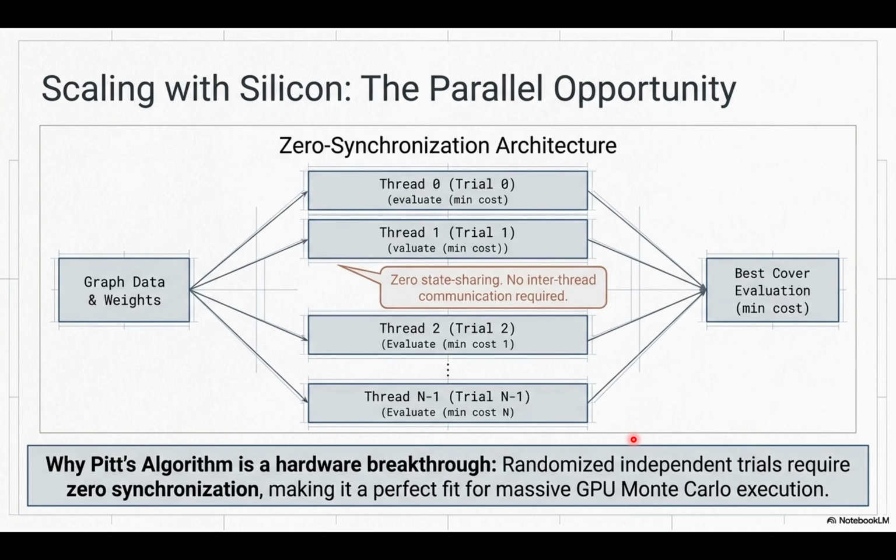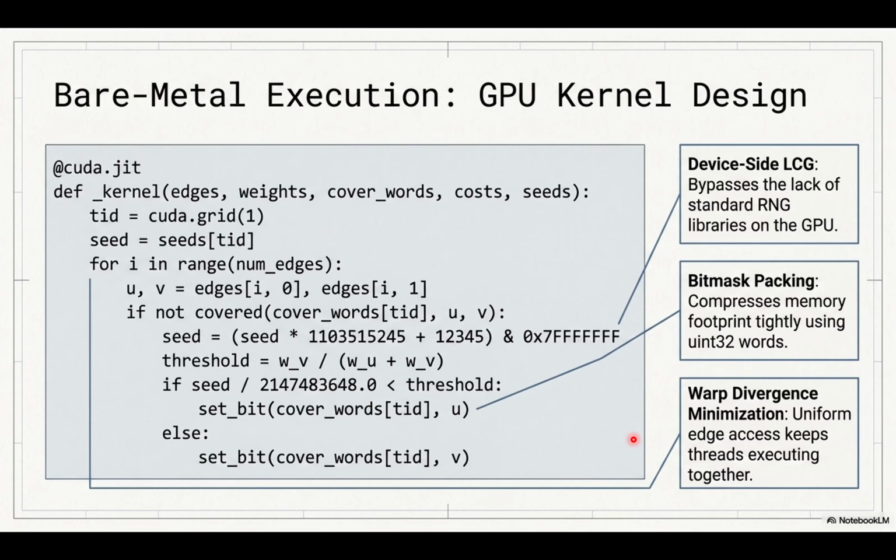Yes, GPUs group threads into bundles, usually 32 threads to a warp, and they all have to execute the exact same instruction at the same time. If one thread hits an if/else statement and takes a different path, the whole warp fractures. Exactly, the hardware literally forces the diverging threads to sit there idle while the others finish.